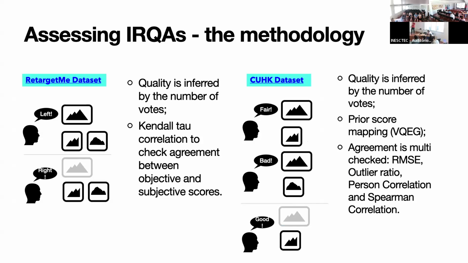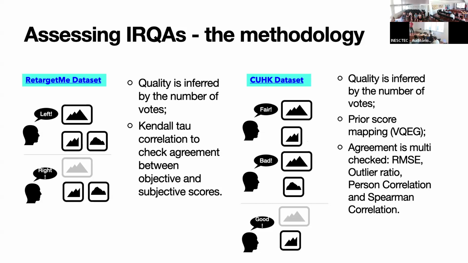In the first data set, we just have one metric, the Kendall tau correlation. It's about voting. It measures agreement between objective and subjective scores. But in the CUHK data set, one of the things I like most about it is that you have a full experiment protocol written to follow a path to get your grades.